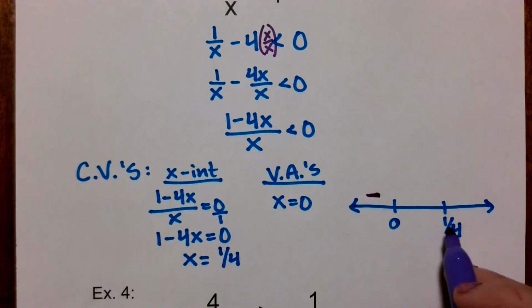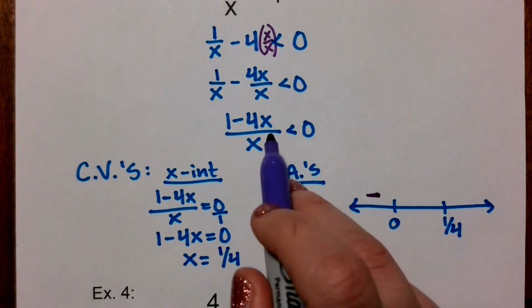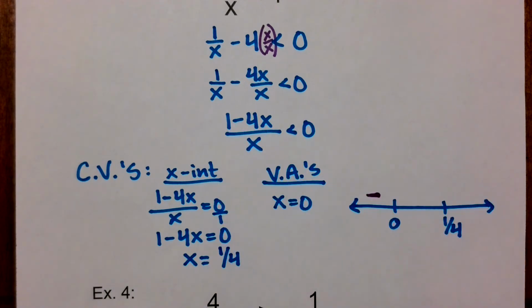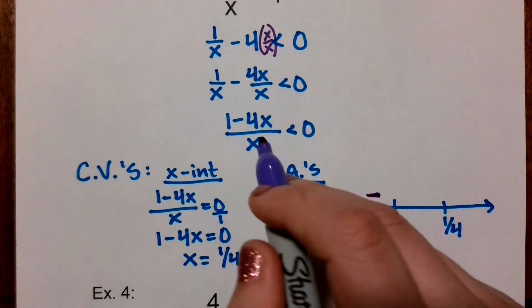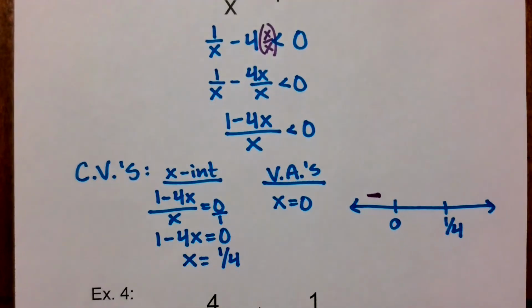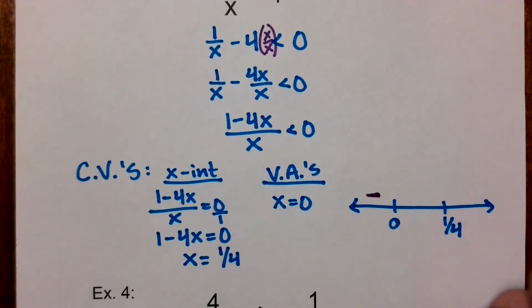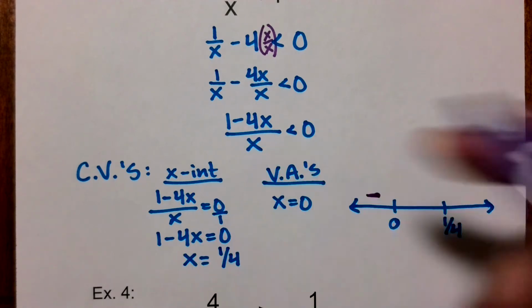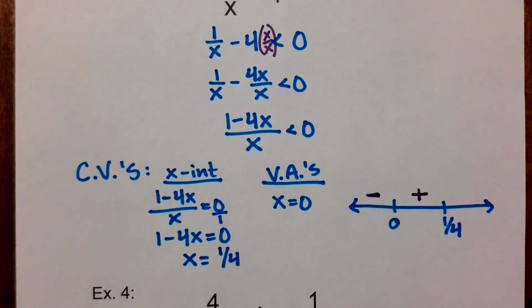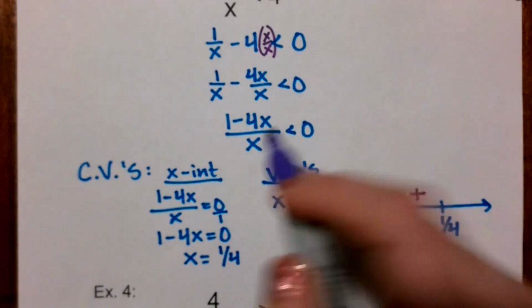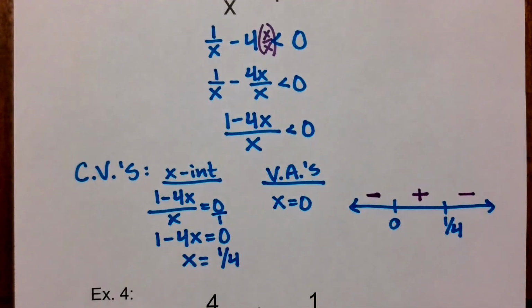I would plug in something in between 0 and 1/4, so this kind of stinks because it's going to have to be a fraction. But with my numbers that I've got, 1/8 isn't too bad to plug in. So be smart about what you're choosing in your interval. If you could plug in 0, I always plug in 0. But if we plug in 1/8, that would just be a 4 over 8. So 1 minus 1/2, which is positive, over 1/8, which is positive. So positive over positive is positive. To the right of 1/4, we could plug in 1. So our 1 minus 4 would be negative, over a positive is negative.